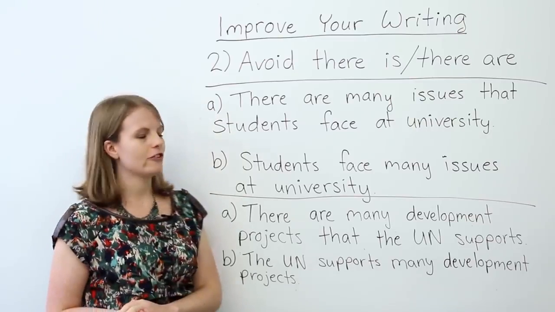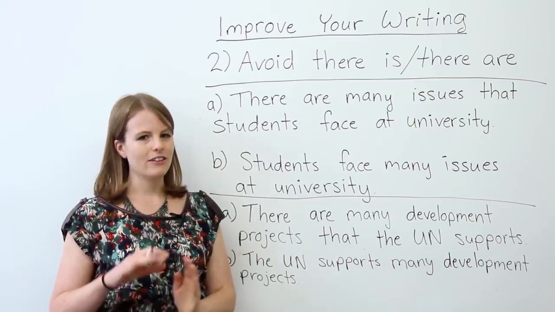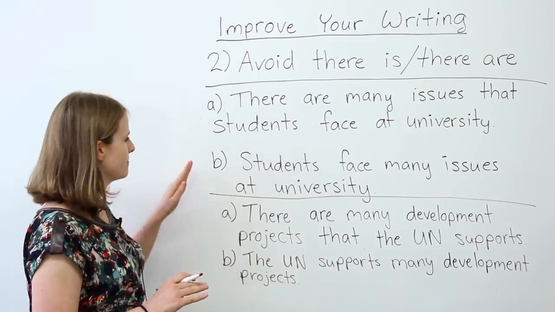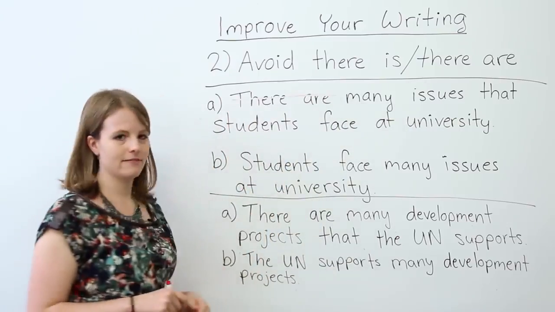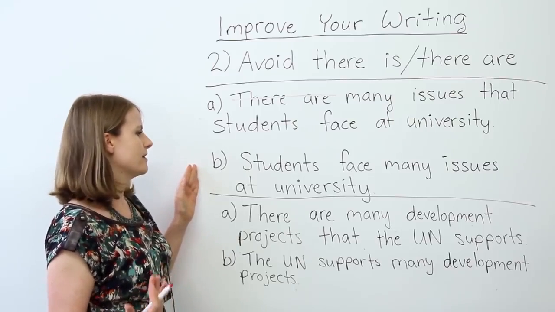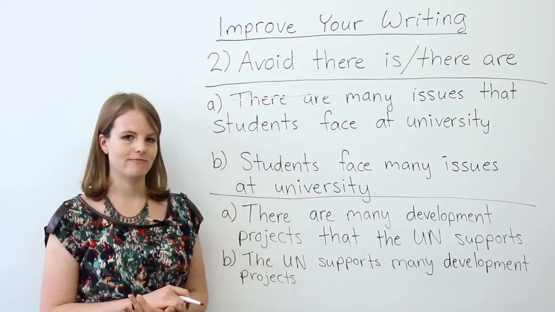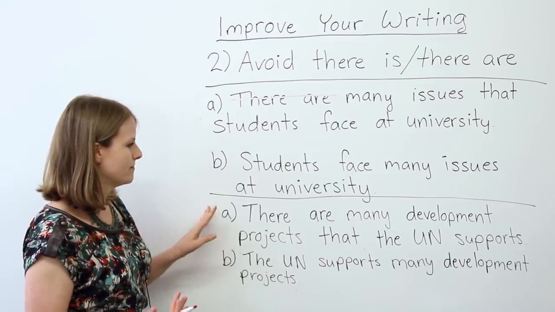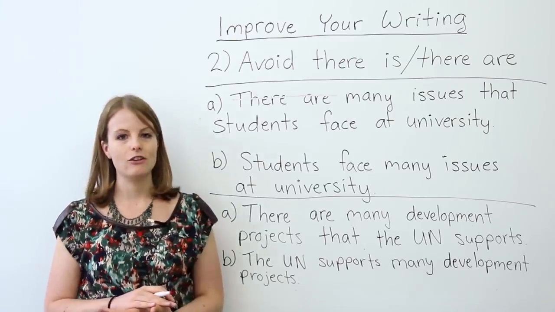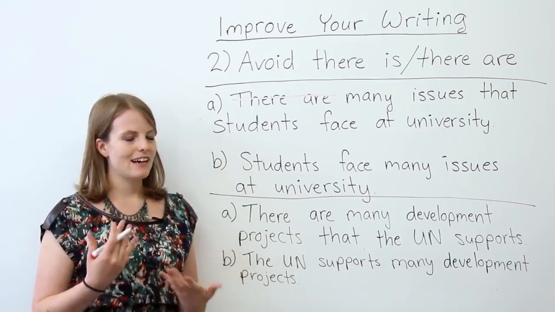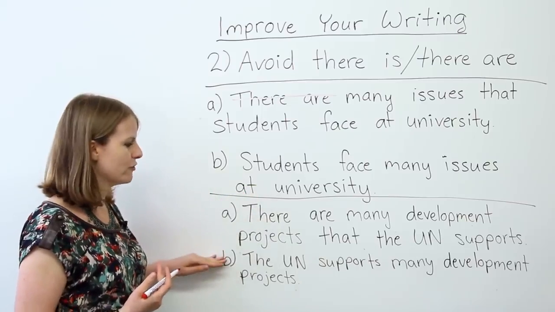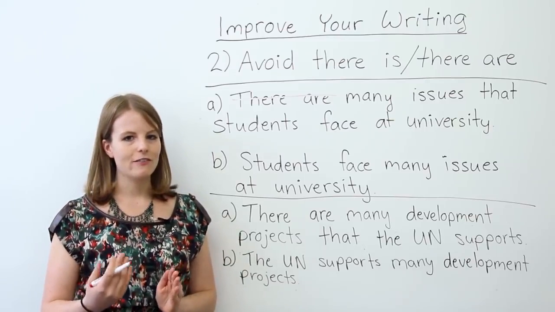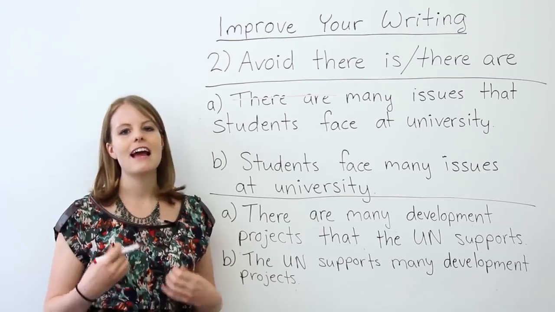A, there are many issues that students face at university. So that's an okay sentence, but if I wanted to make it a better sentence that is more appropriate for academic writing, I would change it. I'd get rid of there are, and I would say instead, students face many issues at university. So you don't need there is or there are. A second example, there are many development projects that the UN supports. Okay? Again, we don't need there are. We could just change it to the UN supports many development projects. By getting rid of there is and there are, your sentences become stronger and to the point.